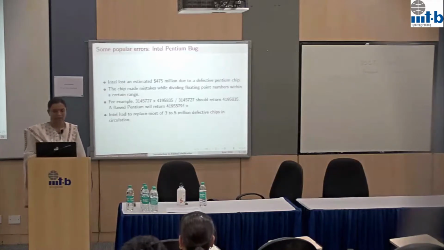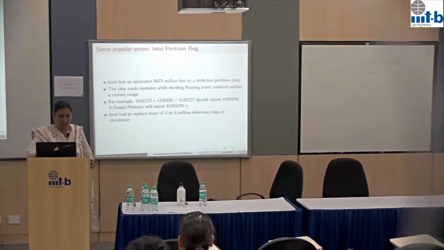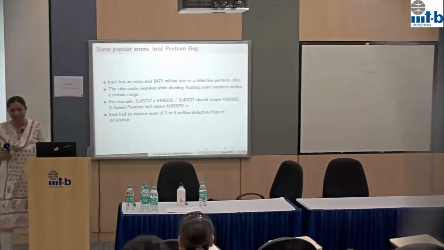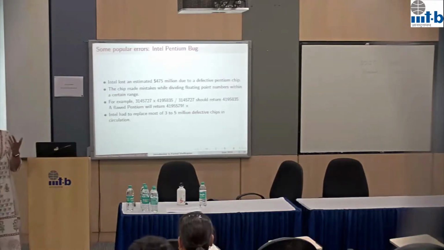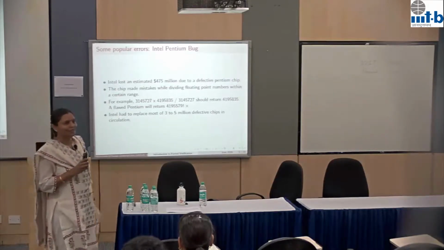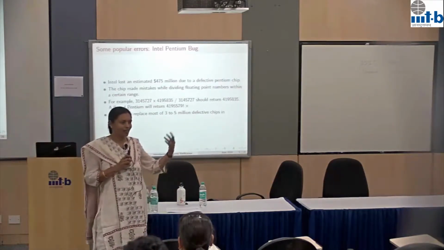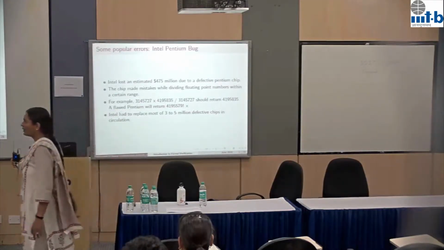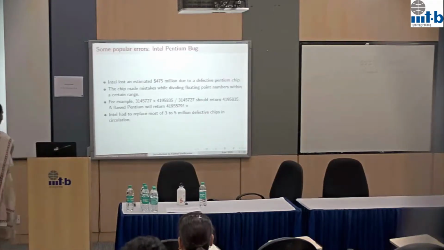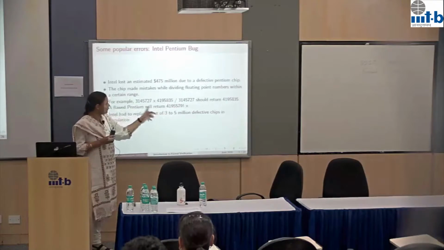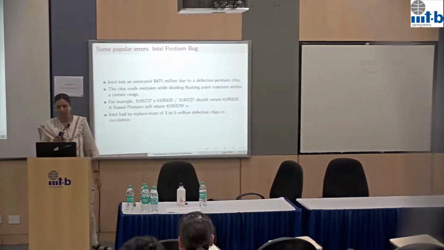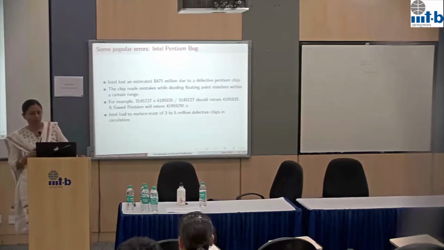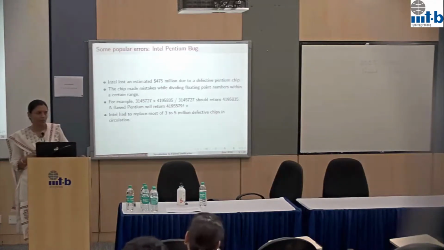Intel had this processor called the P4 processor, which was an old processor. Mathematicians use these kinds of processors to try to calculate the next large prime number. They get paid to do that, these kinds of cool jobs. So one mathematician was trying to calculate the next large prime number, and he realized that this P4 processor was not doing division correctly. For example, if you give it some number like this, it should return that, because these two will cancel out, but it will return some other garbage. So the problem was the chip made mistakes while dividing floating point numbers within a certain range.